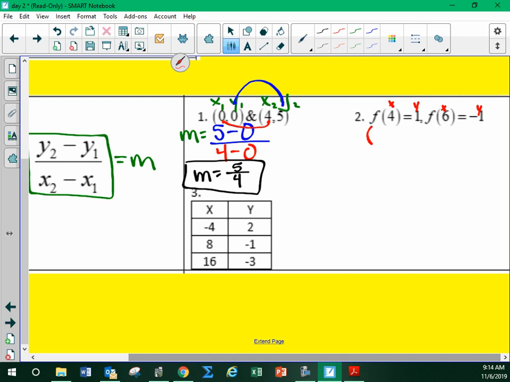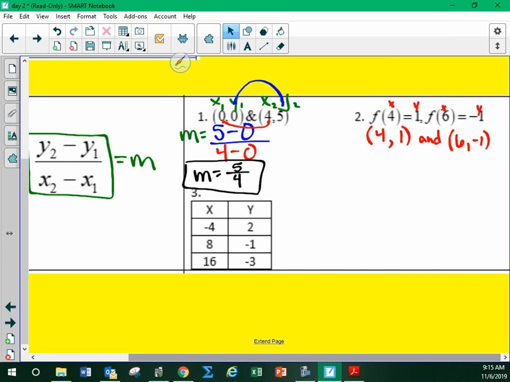So my first one I have 4 is my x value, comma, 1 is my y value. And for my second one, I have 6 is my x value, negative 1 is my y value. That's what it looks like as an ordered pair. You are always welcome to rewrite this as an ordered pair. If you're okay doing it in the function notation, that's fine. You can rewrite it in that order.